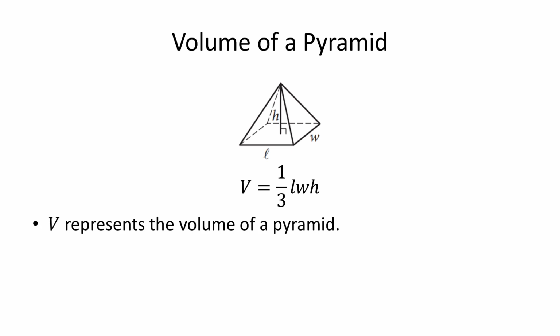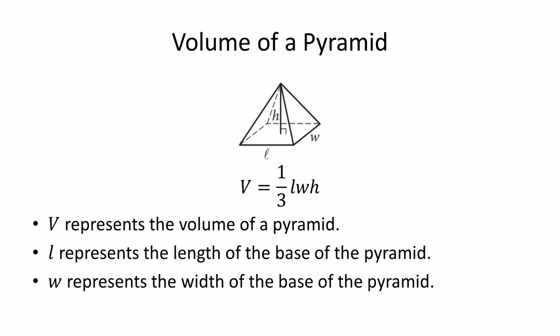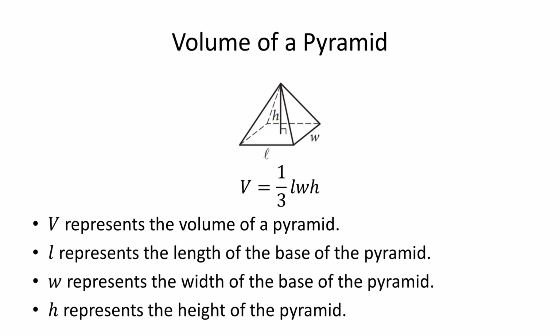The formula to find the volume of a pyramid is V equals 1/3 times L times W times H, where V represents the volume of a pyramid, L represents the length of the base of the pyramid, W represents the width of the base of the pyramid, and H represents the height of the pyramid.